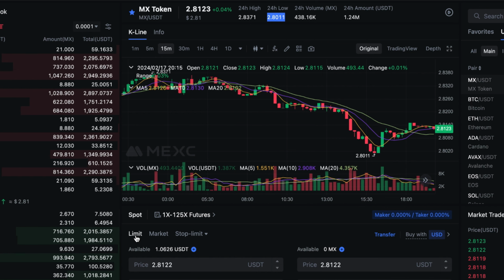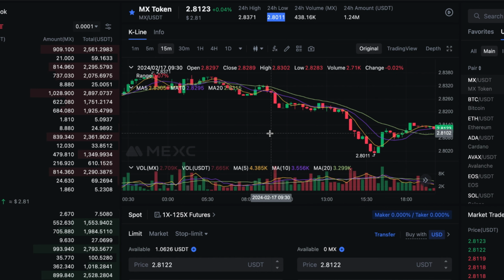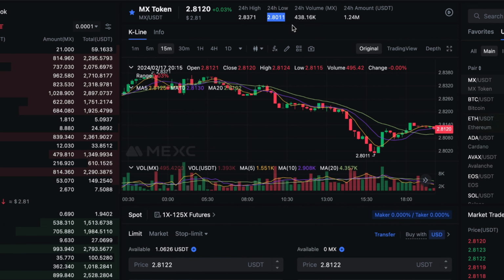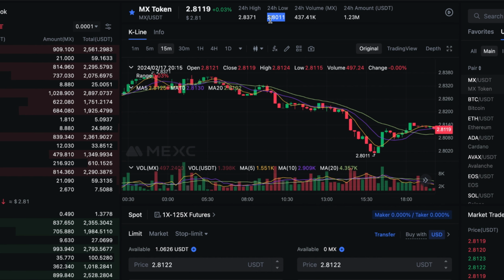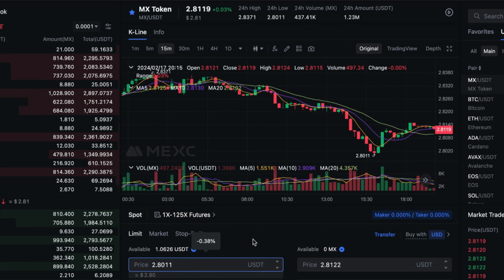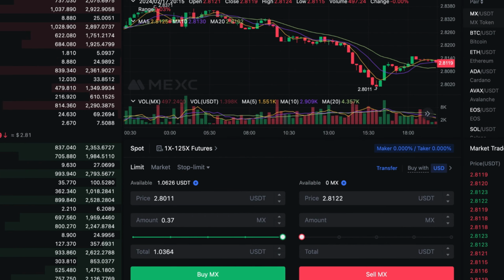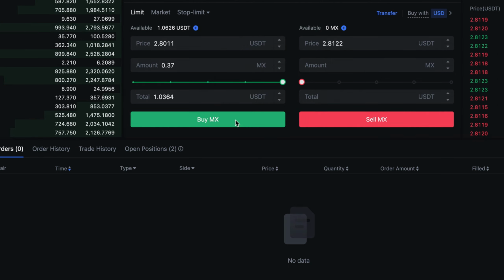Limit allows you to set a particular price you want to go into the market. Let's say I want to buy MX token at this price, and currently the price is at 2.8120. You can see right now the price is going up, and I actually want to buy at 2.8011. So I'm going to come here and put the price there, and I'll put in the amount. Then I'll click on buy, and it's going to buy. But basically, let's do it. Let me click on buy.